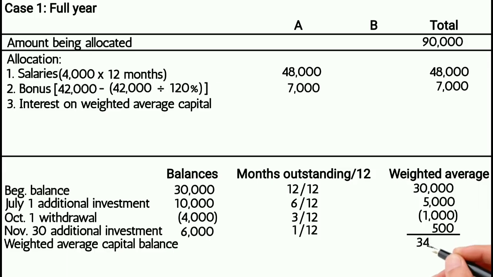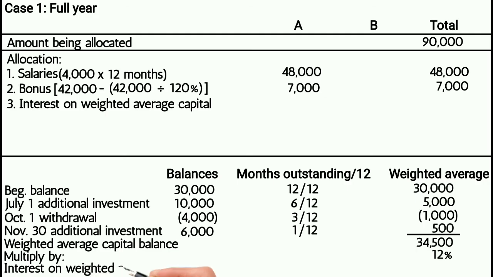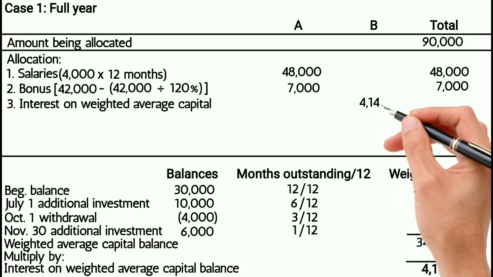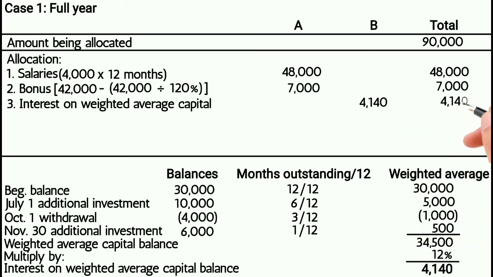Ilan yan? 34,500. Of course, it doesn't end here. Kailangan pa nating i-multiply yan sa 12% to get the interest on weighted average capital balance. 34,500 times 12%, that is equal to 4,140. Ilalagay na natin yung 4,140 for B.